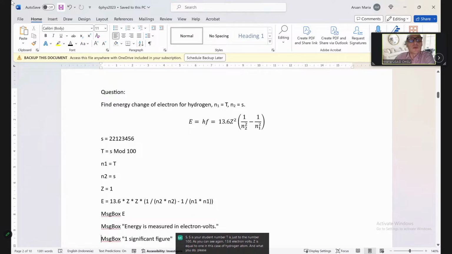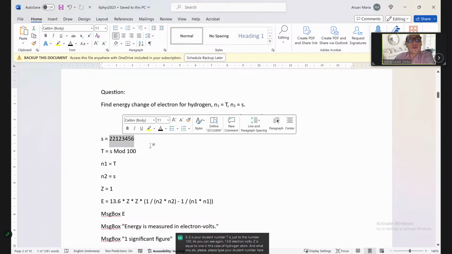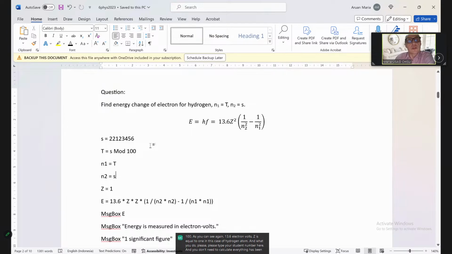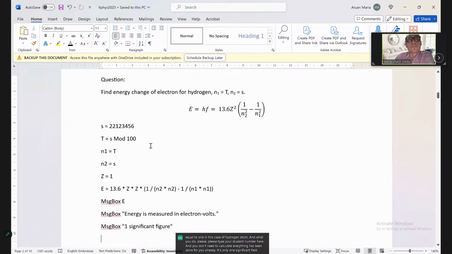And what you do, please type your student number here. And you don't need to calculate. Everything has been done for you already. It's only one significant figure, because of the one. Well, you can claim maybe 2 or 3 significant figures. No, 3 cannot be. Maximum 2 significant figures, right? But 1 should be okay, if you say that Z is 1 and then 1 over n squared. So you can claim only 1 significant figure. It's okay. So just your student number here and everything else has been done.